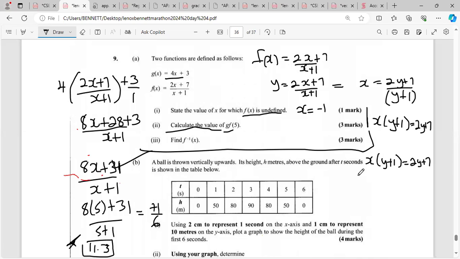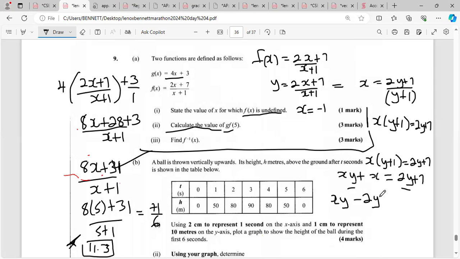So we expand the bracket. That will give us xy plus x times 1, x. And this equals 2y plus the 7. So we need to group the like terms, right? We have a y term here and a y term here. So we group them. This is a positive, so we're going to subtract 2y from both sides.